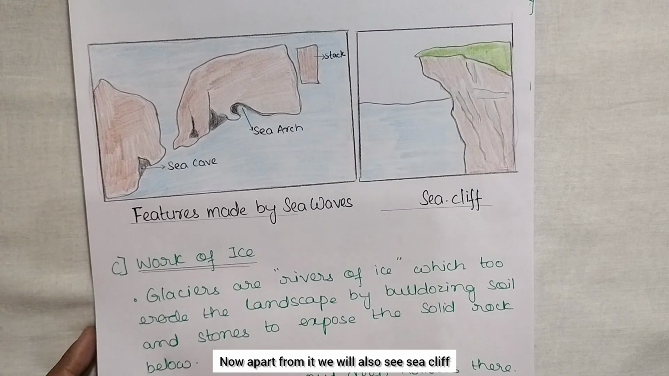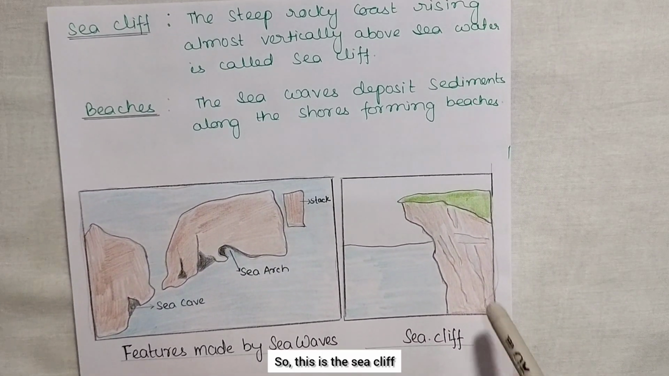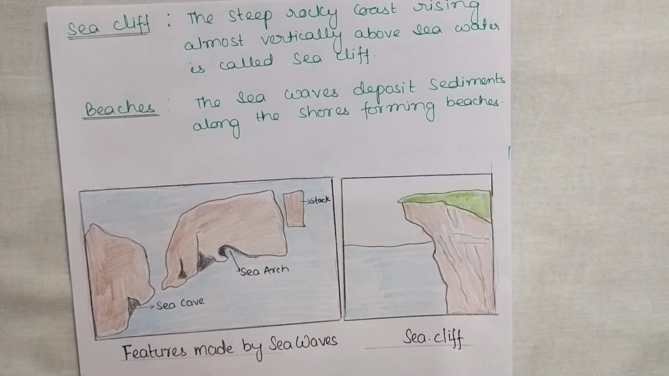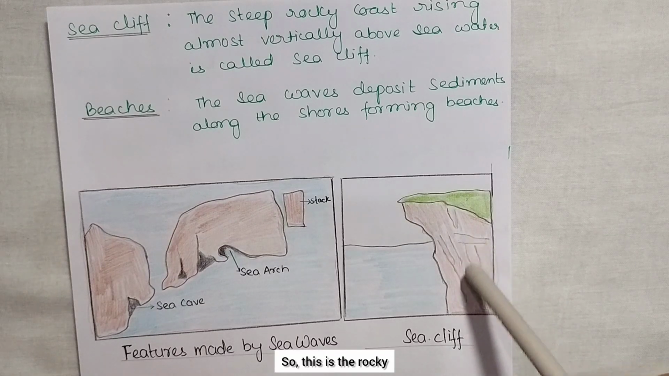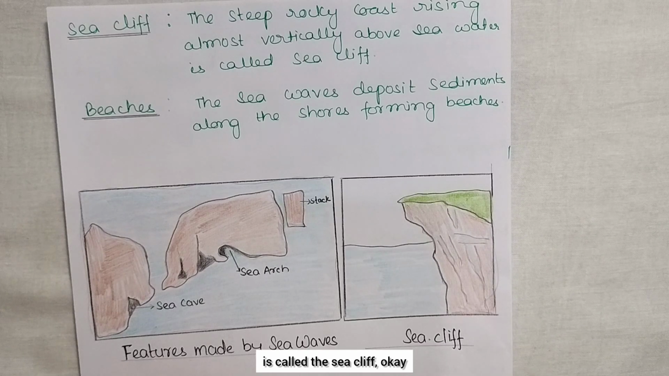Now apart from it we will also see the sea cliff. So this is the sea cliff. The steep rocky coast rising almost vertically above sea water is called the sea cliff. So the rocky coast rising vertically above sea water is called the sea cliff.